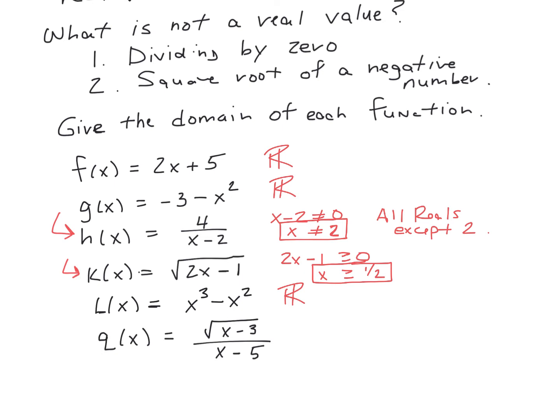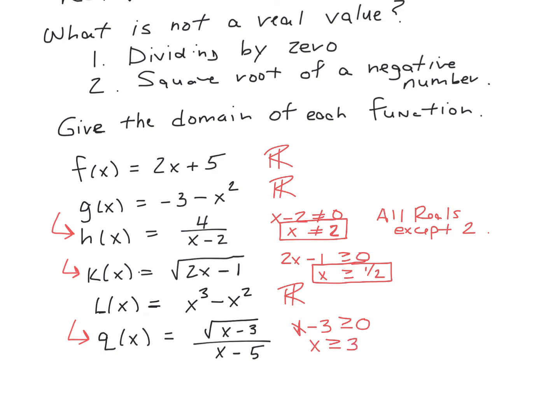And you can see the difference here in h of x. We're saying what x can't be. It can be anything but that. And in k of x, we're saying what x can be. Q of x down here is a combination of the two. We have a square root on the top, so we know that the x minus 3 part has to be greater than or equal to 0, which means x has to be greater than or equal to a positive 3.